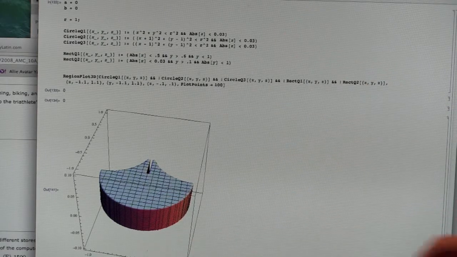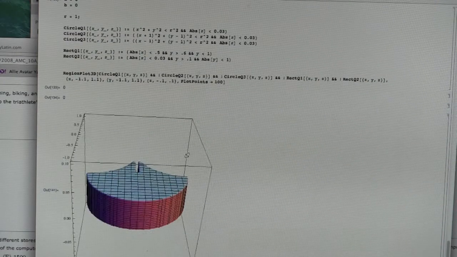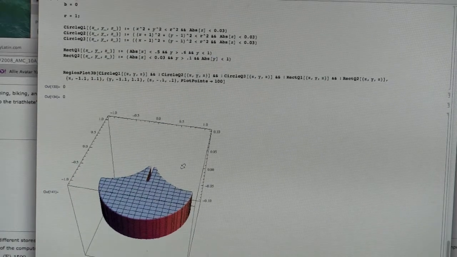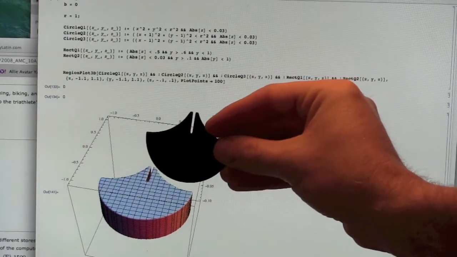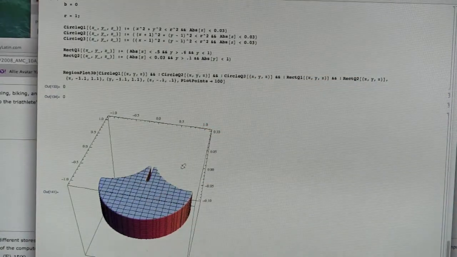Now it looks super thick in the picture here because we're zoomed in. But you can see, where's that piece that we made? You can see here that it's actually not that thick, right? Okay. So our first circle, x squared plus y squared is less than r squared. What does that draw? That draws the big circle.